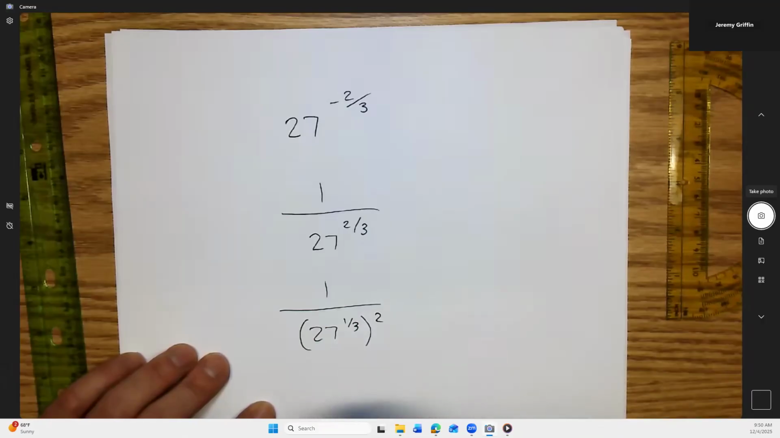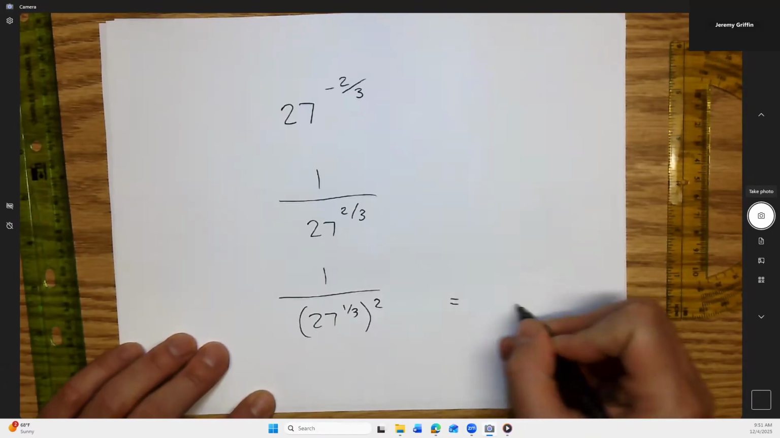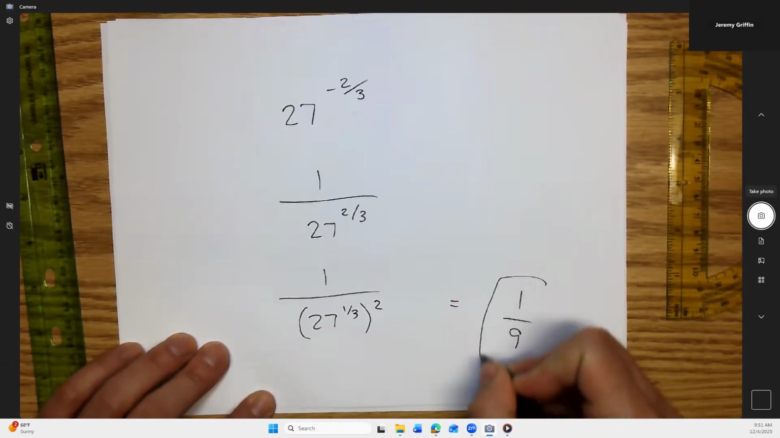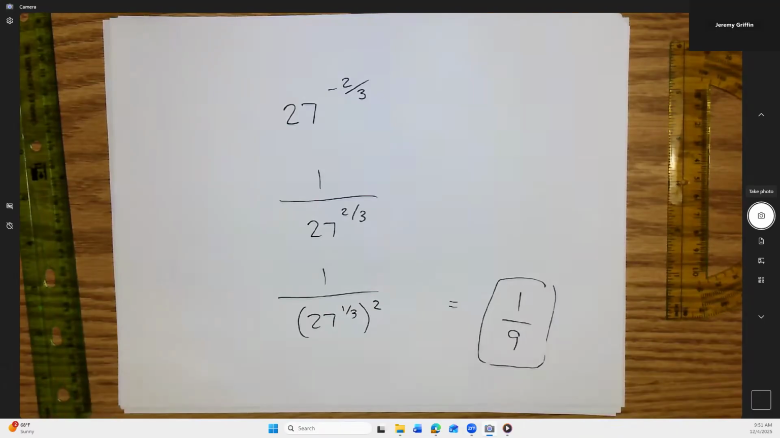So what number times itself 3 times brings you up to 27? 3. 3 times 3 times 3: 3 times 3 is 9, times 3 is 27. So this part's 3. What's 3 squared? 9. So the answer is 1 over 9... 1/3 squared. You guys good with 1/3 squared? Got that in your notes.